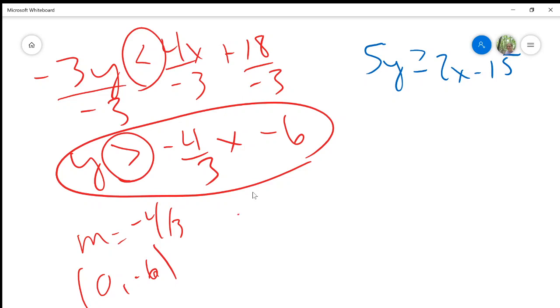Because this is a single inequality symbol, I know I will have a dashed line. Because it is read y is greater than, I will shade above. All right, let's go ahead and complete the second one.